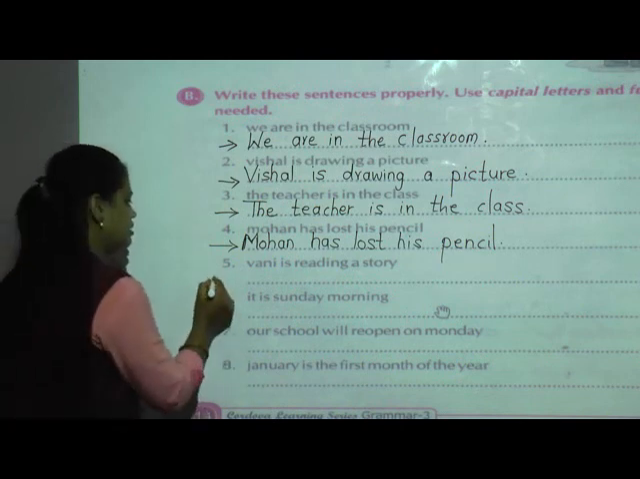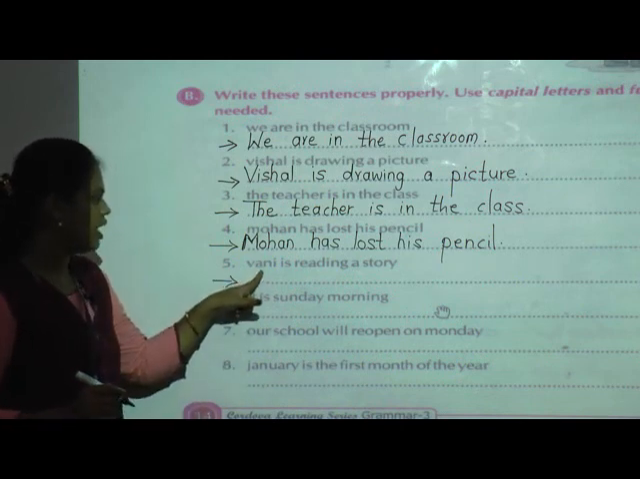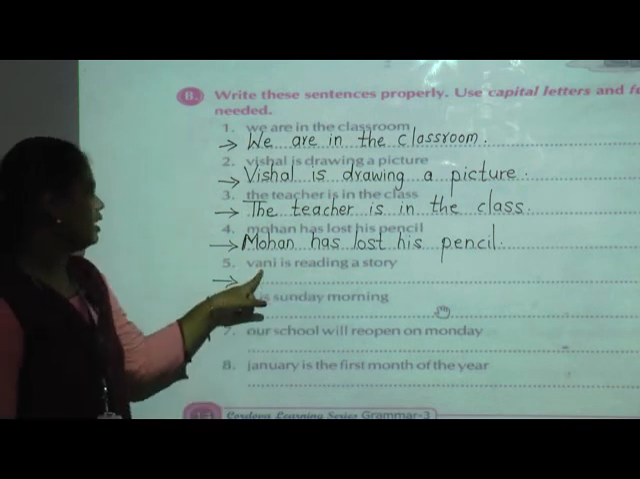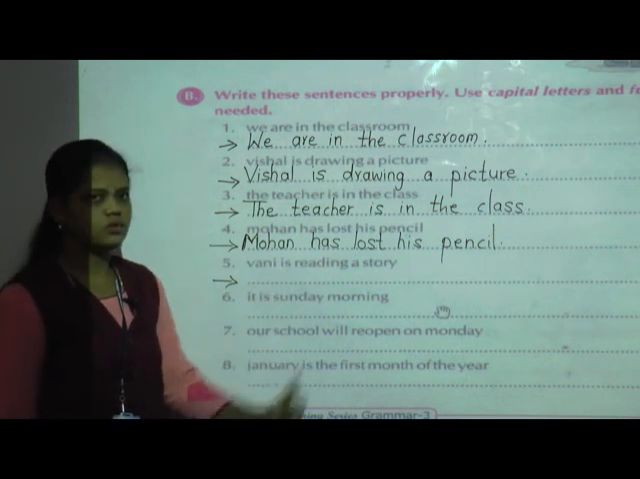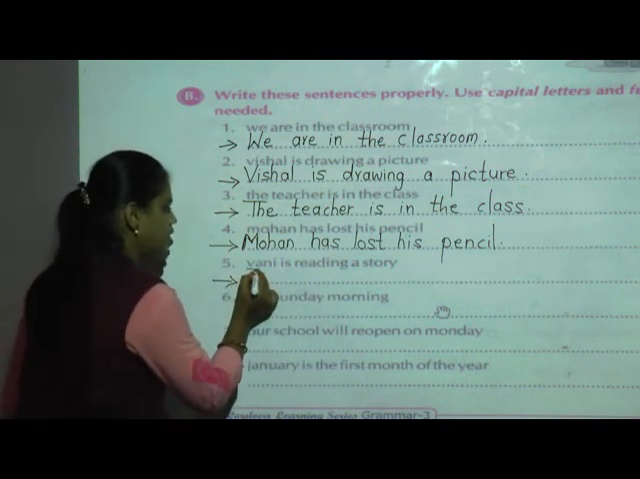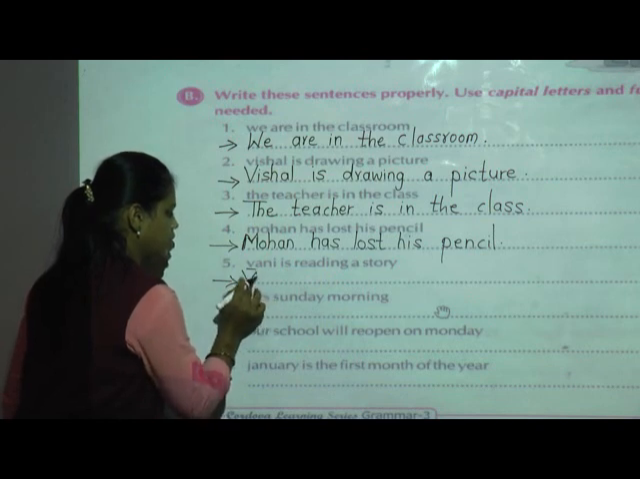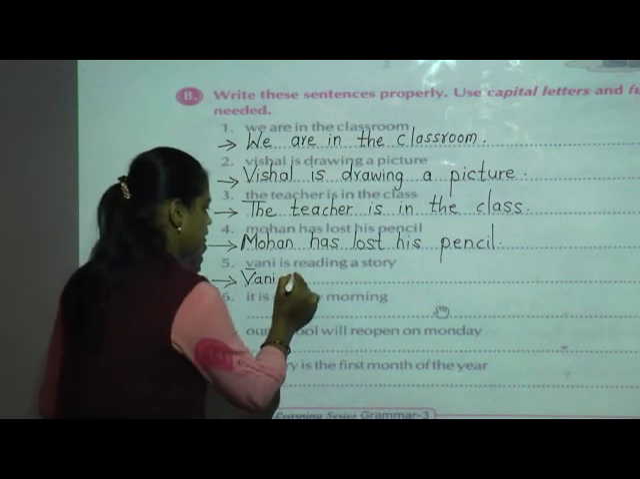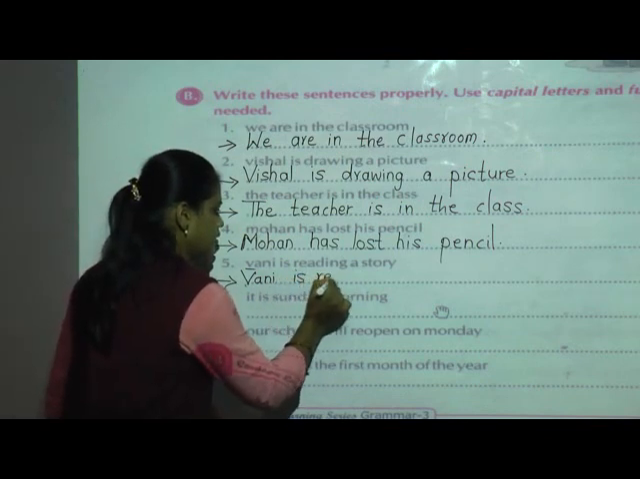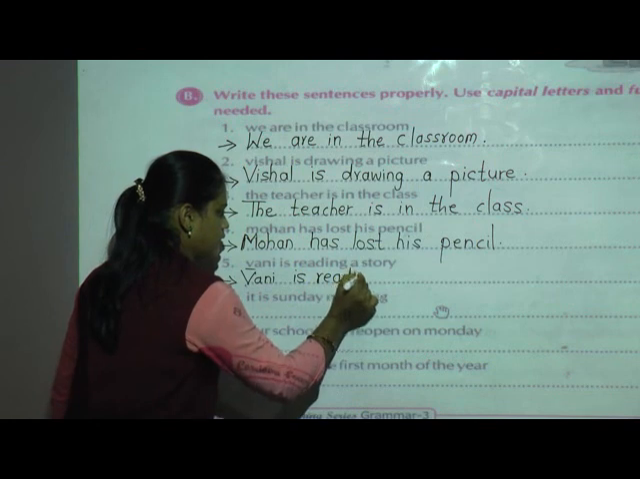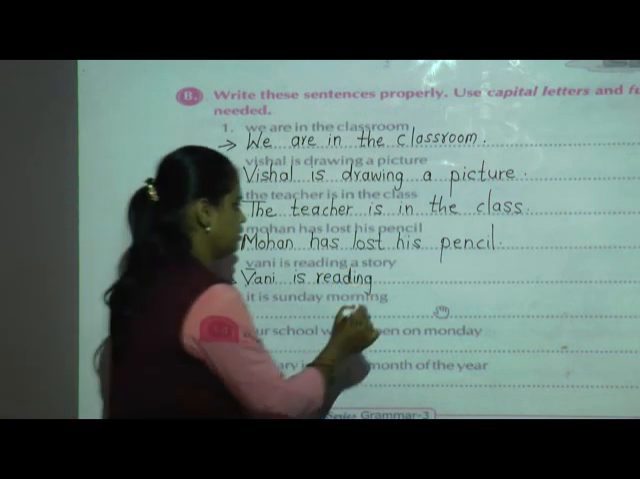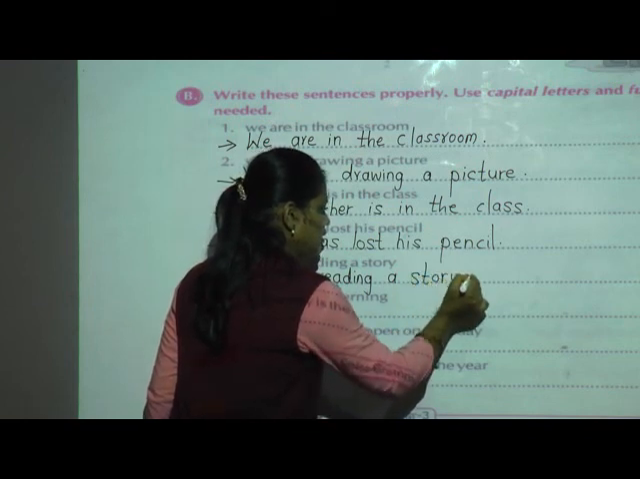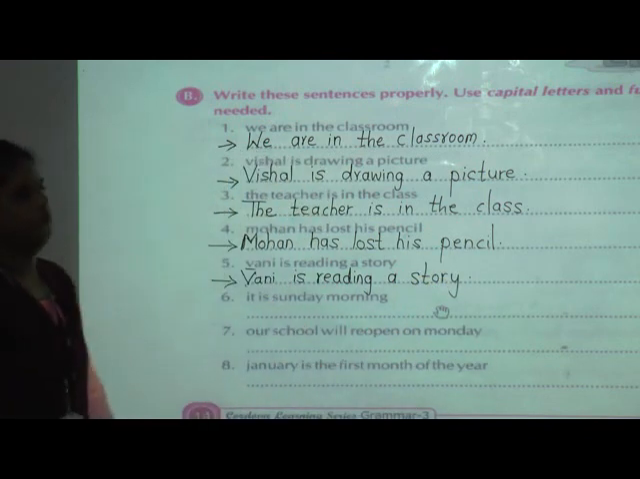Now fifth one is, Vani is reading a story. What is that? Vani is reading a story. Now here Vani, we have to write in the capital. Okay. Vani is reading a story. Then full stop. Okay.